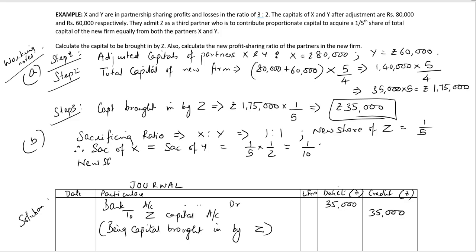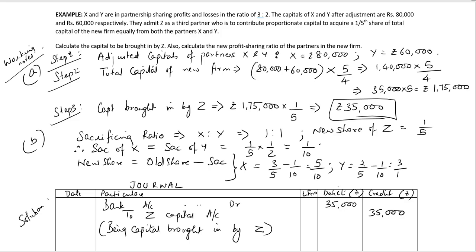So let's apply the formula. New share is equal to old share minus the sacrifice. So in the case of X, old share 3 divided by 5 minus the sacrifice 1/10 is equal to 5/10. And in the case of Y, old share 2/5 minus sacrifice 1/10 is equal to 3/10. Hence, the new profit sharing ratio between X, Y and Z is equal to 5:3:2.